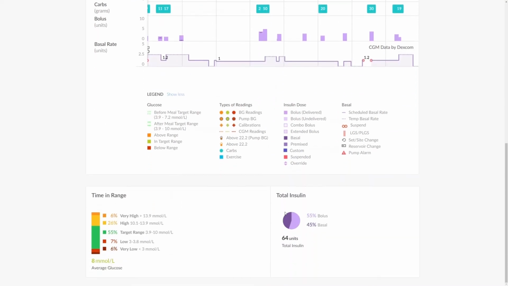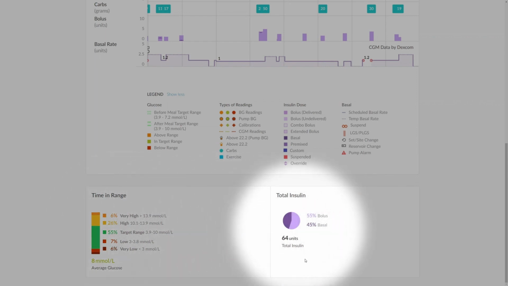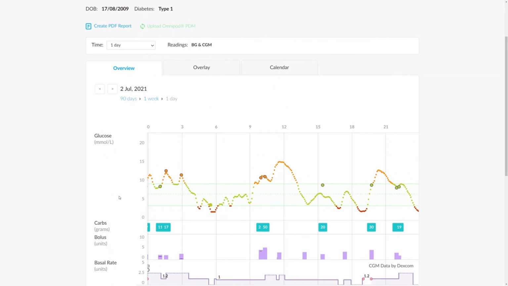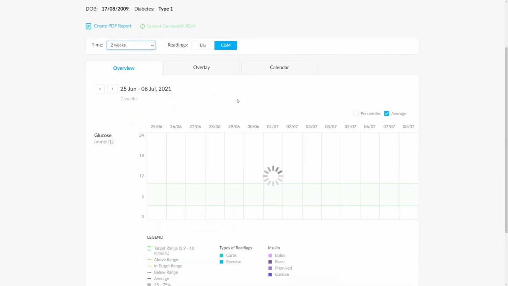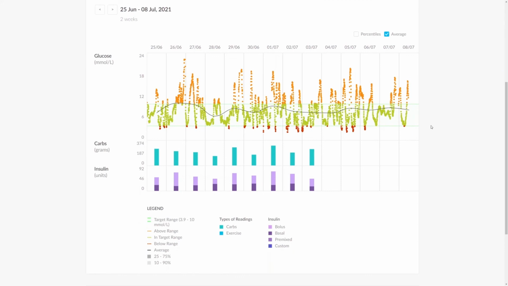As we scroll down, we get more information, for instance, for time in range, again broken into the very high to very low brackets, and also total insulin and how that can be subdivided into bolus and basal. This is a very detailed view for a single day. If we wanted to zoom back out to a bird's eye view of multiple days, we can do that using the links at the top here, or again by going to the drop down and selecting the time period we would like to review. At this point, we can then click into the day that we would like to view in greater detail and review a separate day in the same way.